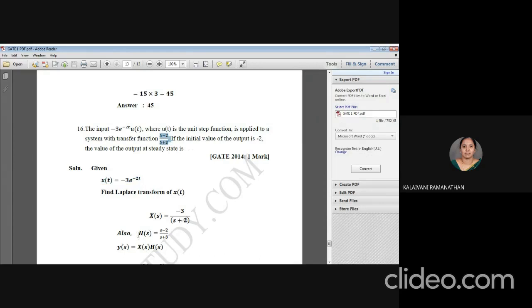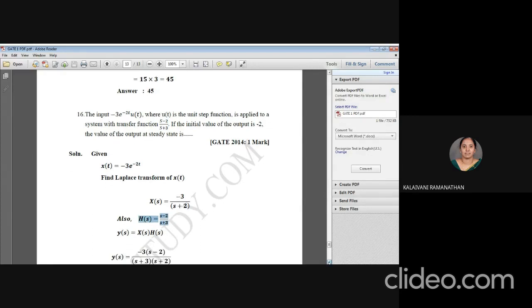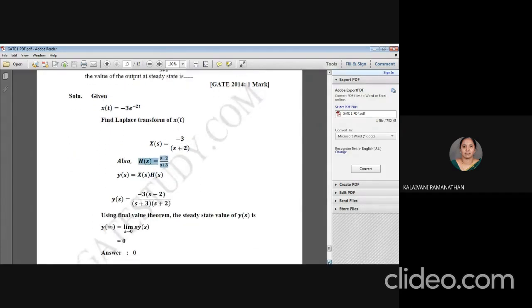It is noted here. Now you have to note down your output by substituting in that equation. So you have the equation as y of s is equivalent to x of s into h of s, x of s here, and then h of s is here. And then you have to note down your steady state value of y of s. So you have to apply the final value theorem. So final value theorem means you're going to find out y of infinity, which is given by limit s tending to 0, s into y of s. So if you provide the term like this, you will get it as 0, s into y of s is 0.